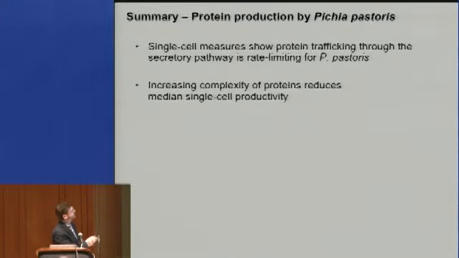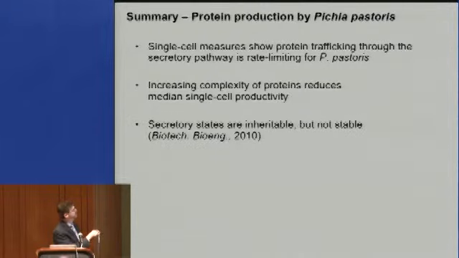What I've shown you is that increasing the complexity of the proteins also reduces the median single-cell productivity. This is another point as we think about making full-length antibody. It will be important to optimize and to perhaps do these types of clonal selection with mutagenesis strategies that I've shown you under optimized conditions with large copy numbers of antibodies. The secretory states are inheritable, not stable.